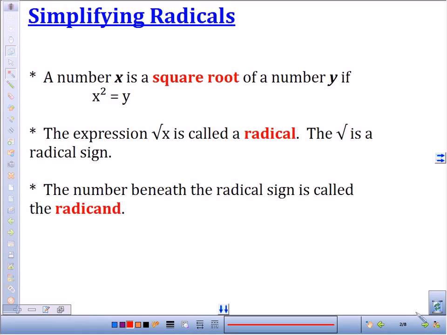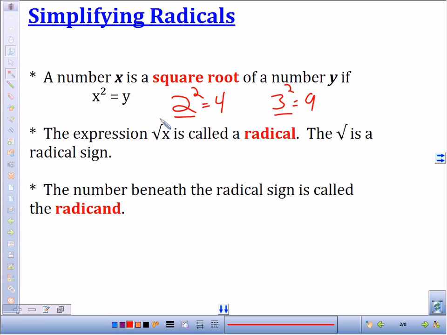First thing we need to do is get some vocabulary out of the way. Now, some of this we might be aware of. For instance, a number x is a square root of a number y if x squared equals y. Now, we understand what this means intuitively because we know that if I have 2 squared equals 4, 2 is the square root of 4. If I have 3 squared equals 9, 3 is the square root of 9 because 3 squared equals 9.